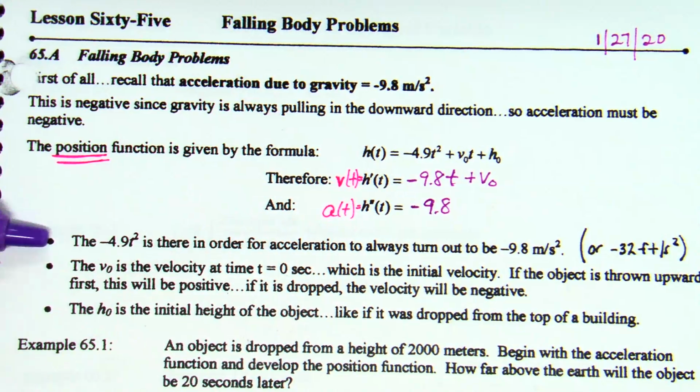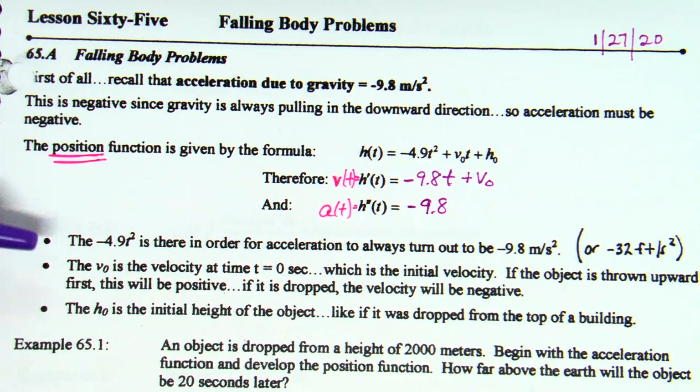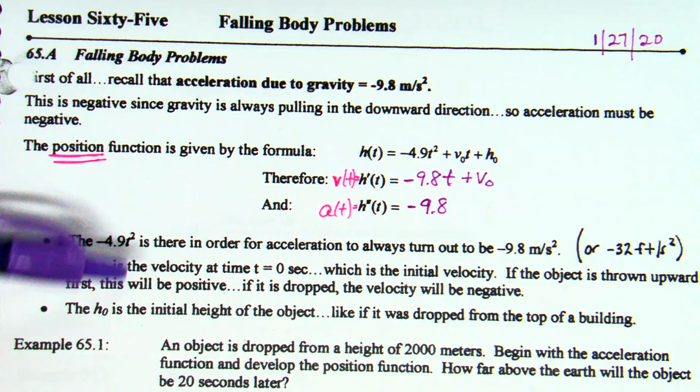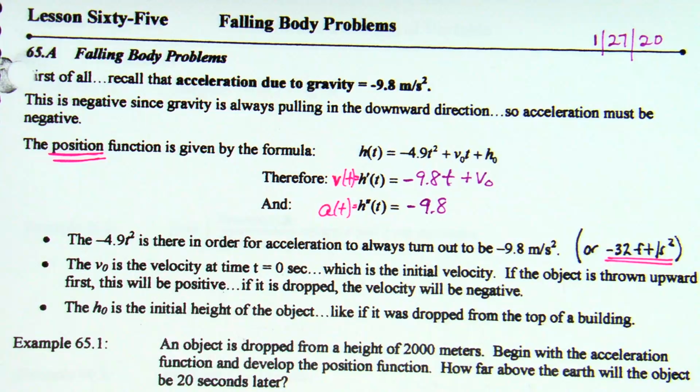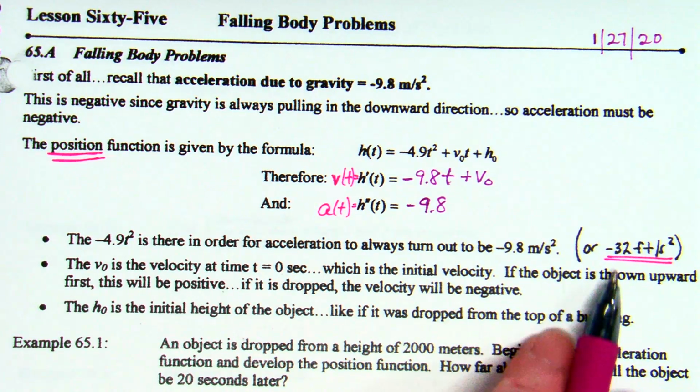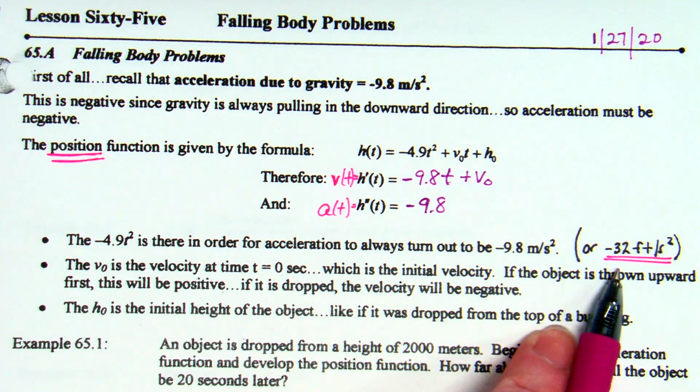Okay, a couple of things. If you didn't catch it, the negative 4.9 t squared became the negative 9.8, right? So it's there in order for acceleration to always turn out to be negative 9.8 meters per second squared. Helpful to know. Or negative 32 feet per second squared. You have to pay attention to what labels are used in a problem. If they're talking about something where gravity is important, and they talk in terms of the traditional meters per second, then it's, yes, the negative 9.8. But if instead of meters, they say feet, think negative 32 feet per second squared. So good pieces of information to know.